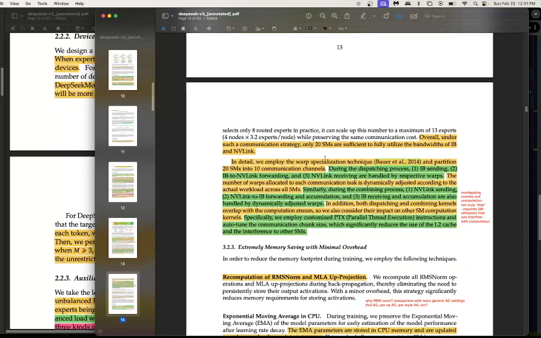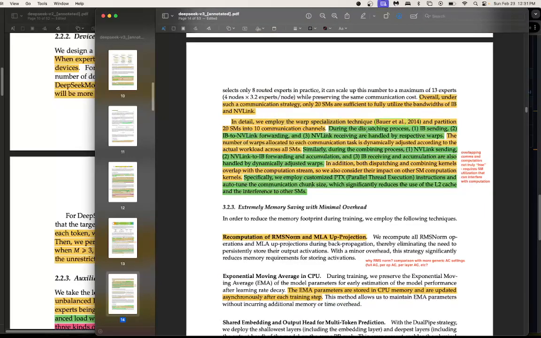So they talk about that in more detail here, and they claim that using this strategy, only 20 SMs are needed to be dedicated to communication to fully utilize the bandwidth of InfiniBand and NVLink. I believe this is out of 132, so they're keeping the vast majority for computation. They also use something called warp specialization, which means different warps can be specifically tasked with one role, like receiving data during the all-to-all combine from the expert outputs, or sending data at the end of the expert computation, sending the outputs out to other nodes.